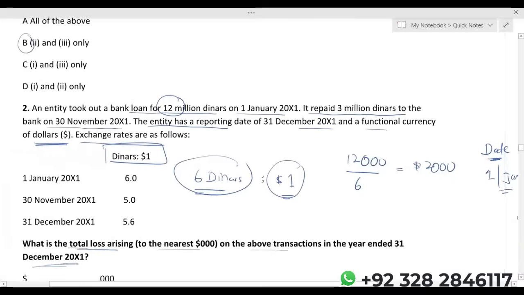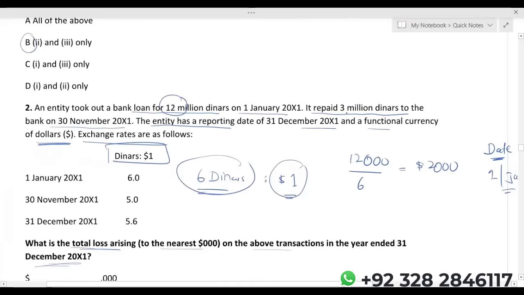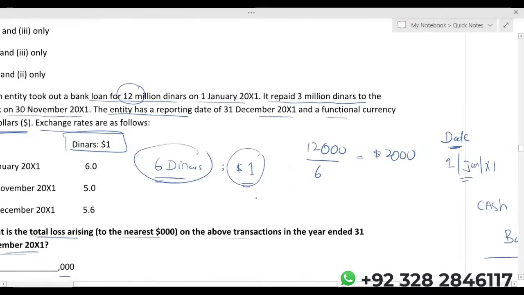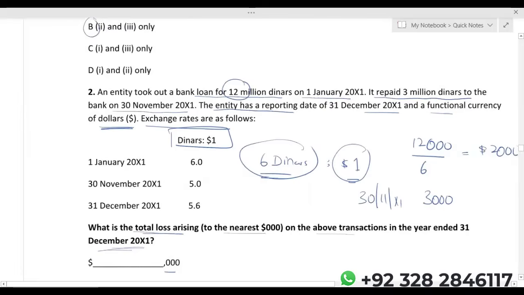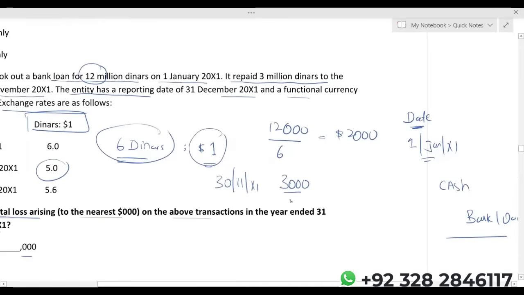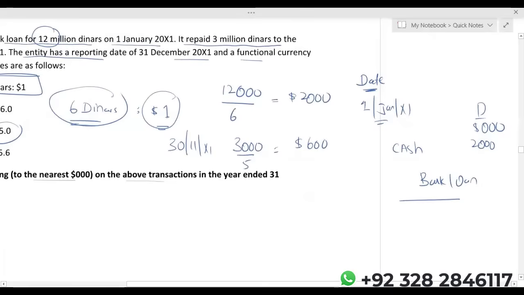Okay. Then what is happening? The company repaid 3 million dinars to the bank on 30th November X1. How many dinars did we repay? 3,000. We are ignoring 3 zeros. The exchange rate on this date was 5. So 3,000 divided by 5 will give us $600. If I'm not wrong, let me recheck as well. Yes, we're getting $600.